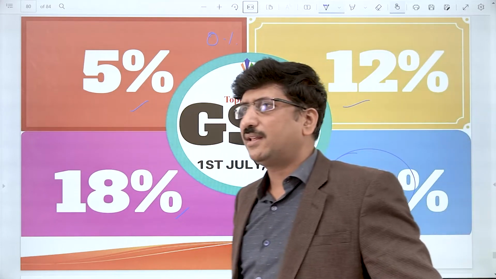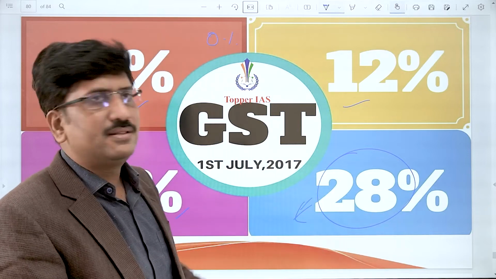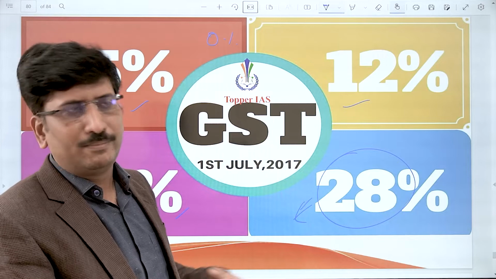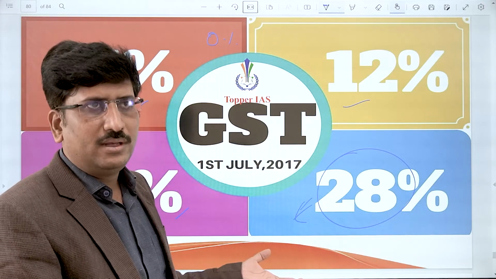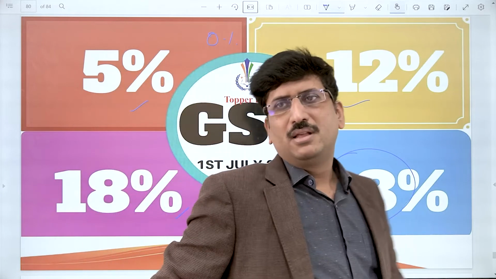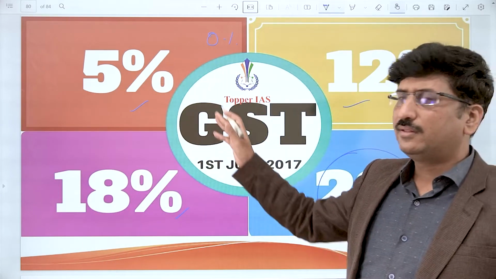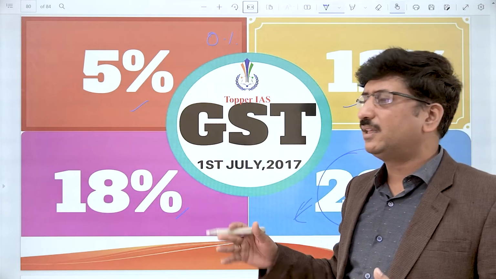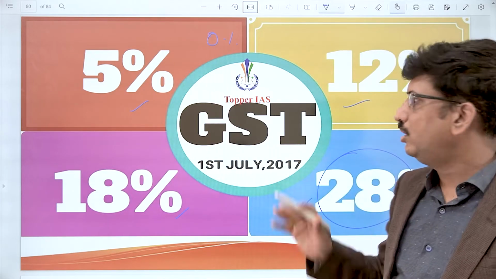Means not, I can say, discouraging. For some things discouragement is there. For some things, yes, because they are rich, let them pay more because they are purchasing SUV cars, luxury cars and all, so let them pay like this. For different goods, the GST Council is revising the things, which tax rate is applicable to whom.